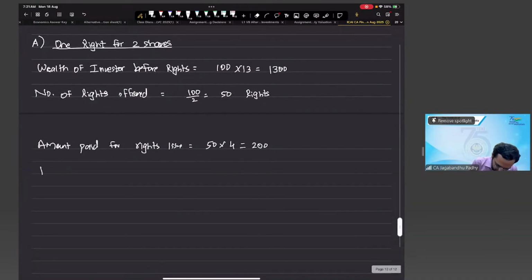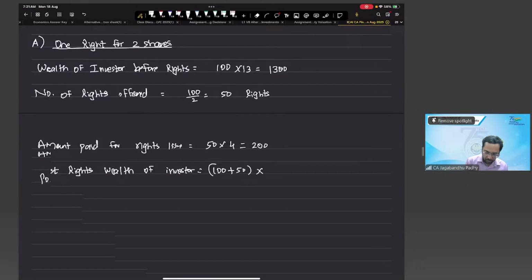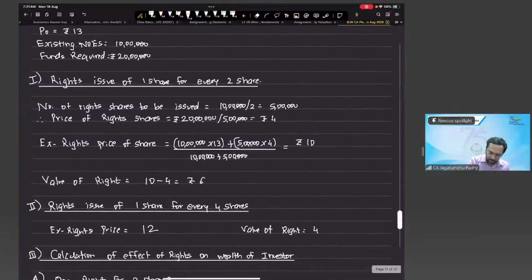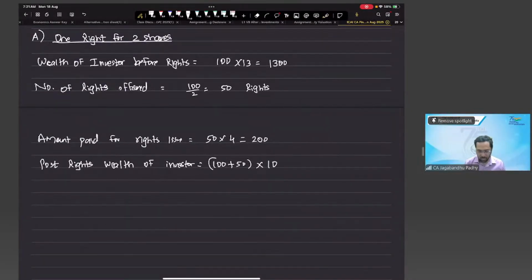Now, post rights issue wealth of shareholder. Post rights wealth of investor: now the total shares that the investor is having is 100 plus 50, which is 150, into X rights price of the share, which is 10. So 100 plus 50, that multiplied by 10, this is like 1500.